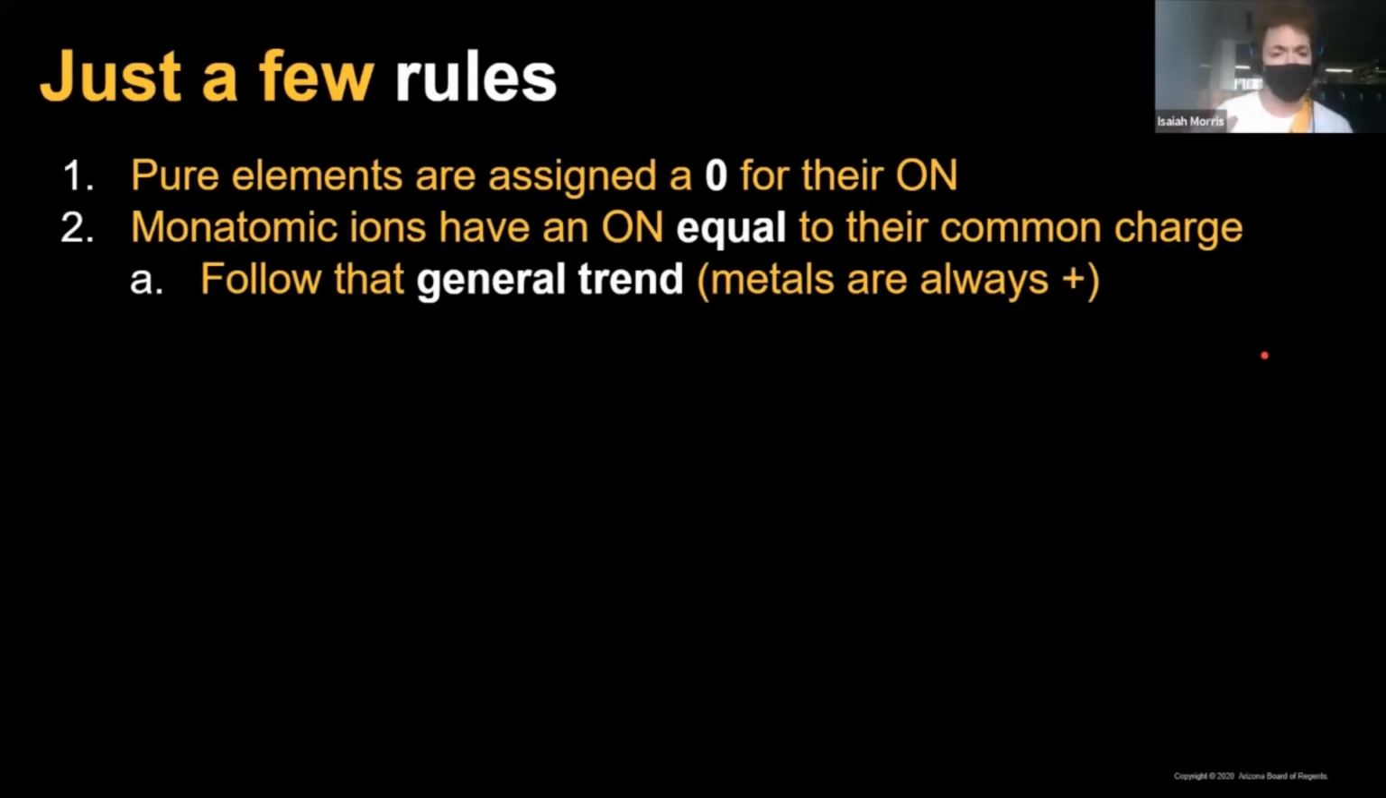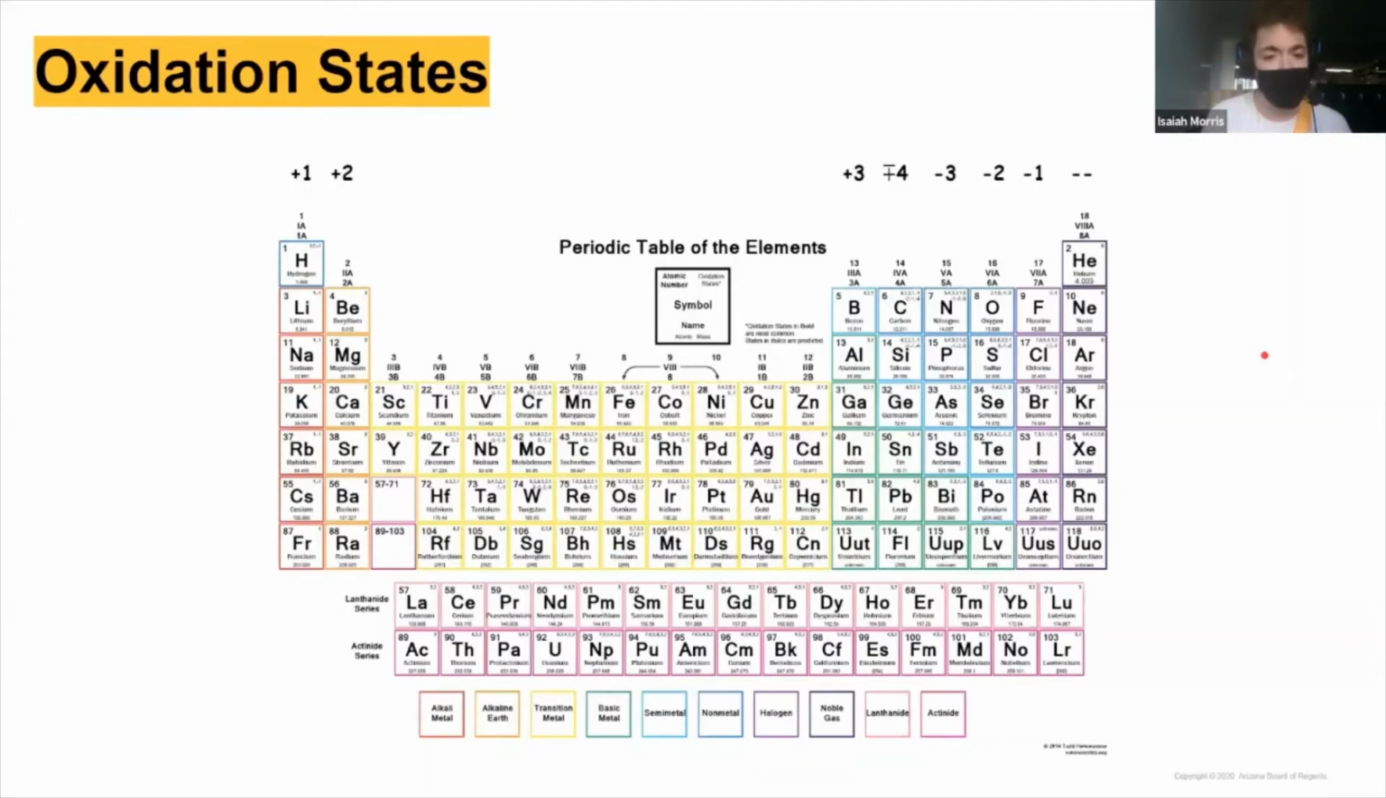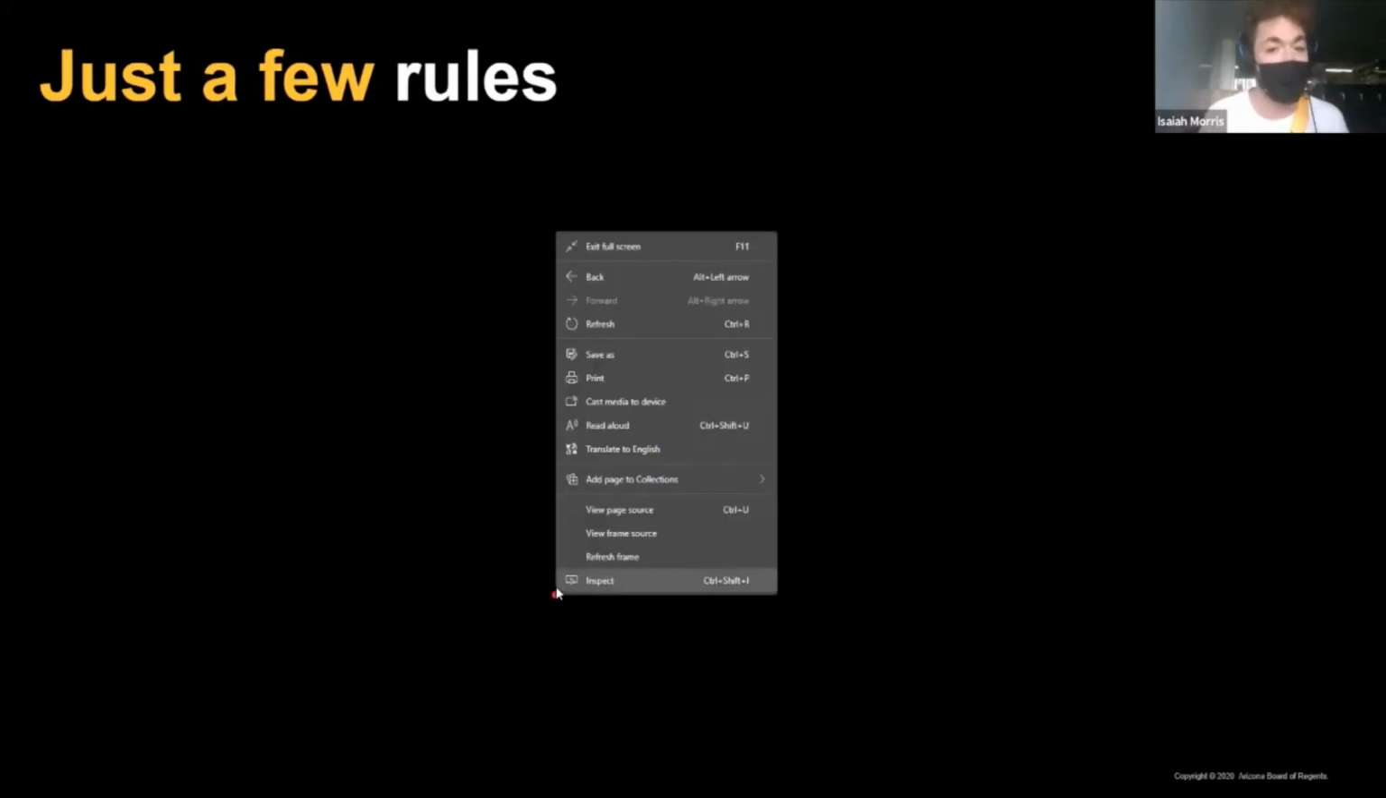Depending on which group, it depends what common charge you carry. If you want to go back to that periodic table again really quick, Alex, for me. We can see that we increase by +1, +2. Then when it comes to transition metals, they're a little funky. They have some different rules, so they don't really follow a general trend like the rest of the groups do.